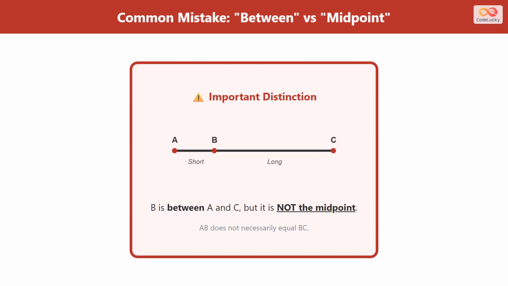A very common mistake is to assume that because B is between A and C, it must be exactly in the middle. This is not true. Being between just means it is somewhere on the line between them. Unless the problem specifically says B is the midpoint, do not assume the 2 parts are equal. One can be short and the other long, as shown here.